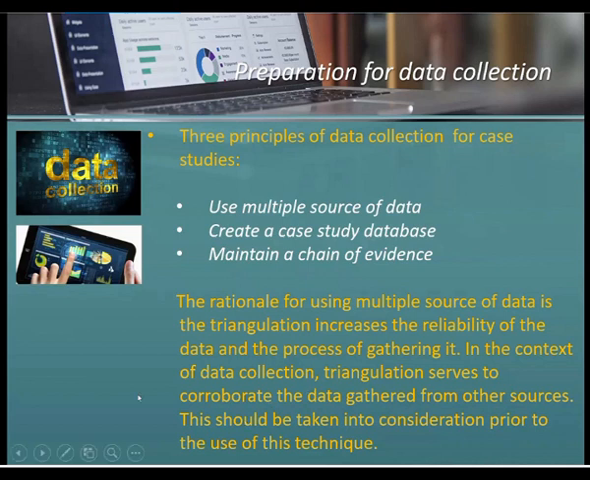Okay. So the rationale for using multiple sources of data is you can triangulate the findings, the reliability of the data, and the process of gathering. So in the context of data collection, triangulation serves to corroborate the data gathered from other sources. This should be taken into consideration prior to the use of this technique.